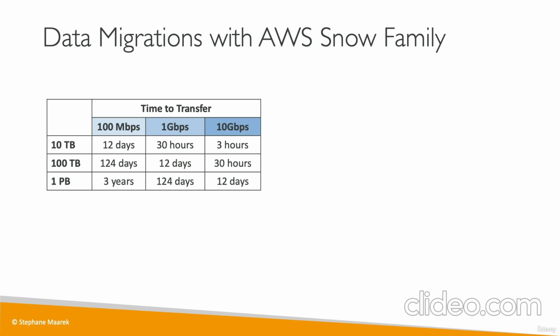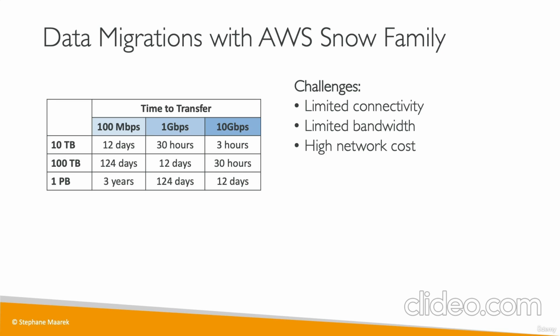So as we can see, sometimes we just want the data to get to AWS fast. The challenge is that sometimes, on top of having a small network transfer, you have limited connectivity, limited bandwidth. Transferring data over the network may cost you some money. It's not free to use a network. It could be that also the bandwidth is shared.